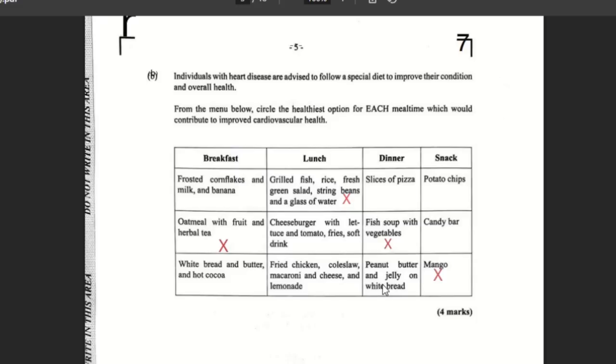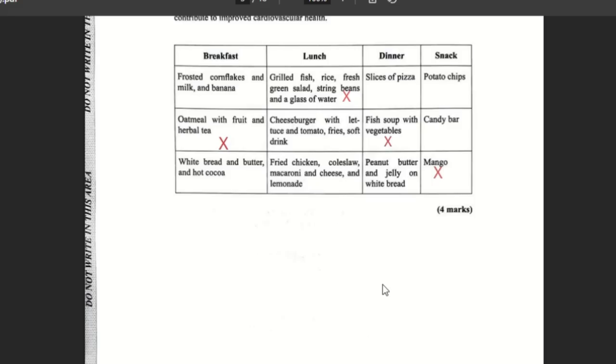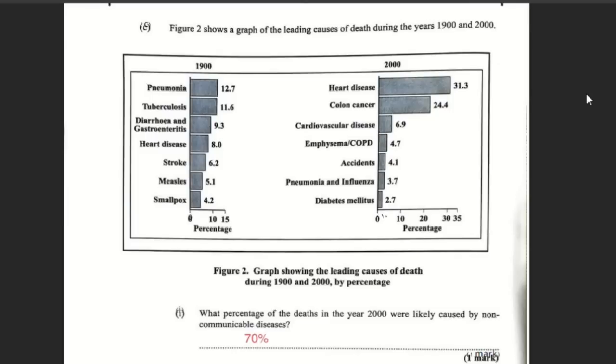For the snack section, it's very obvious. Potato chips, processed stuff, that candy bar, too sweet. So it's best to go with the mango, which is natural. So that is going to be the answer for the snack one.